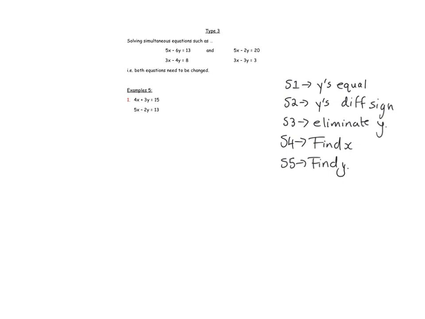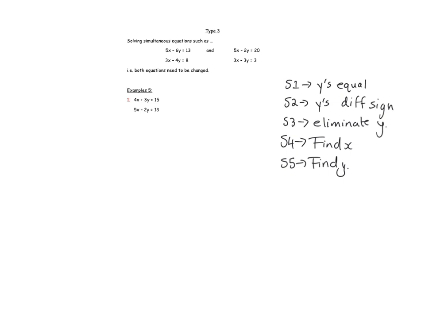So the simultaneous equations that we're looking at here, there's 2 examples at the top of the page, and one is 5x minus 6y equals 13, 3x minus 4y equals 8, and the other one we have is 5x minus 2y equals 20 and 3x minus 3y equals 3. Now if you look at both of those equations, you can see that the numbers in front of y are nothing like equal. So for example, in the first one we have minus 6y and minus 4y, and in the second we have minus 2y and minus 3y. So we need to multiply both equations in both examples here by something so that the y's are equal. So when we have simultaneous equations like this, both equations need to be changed.